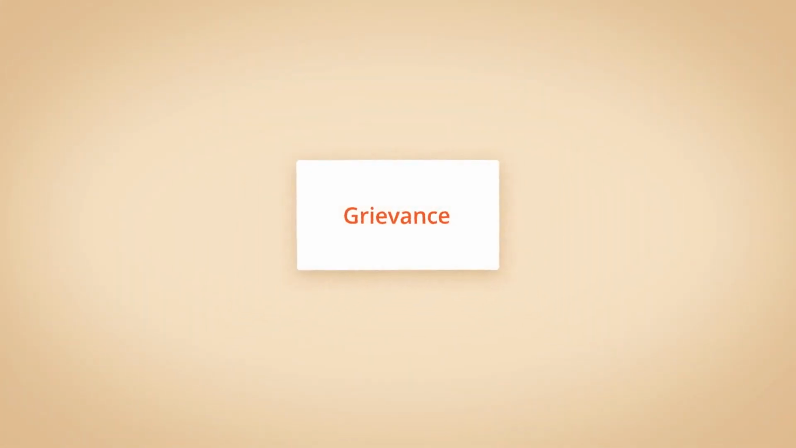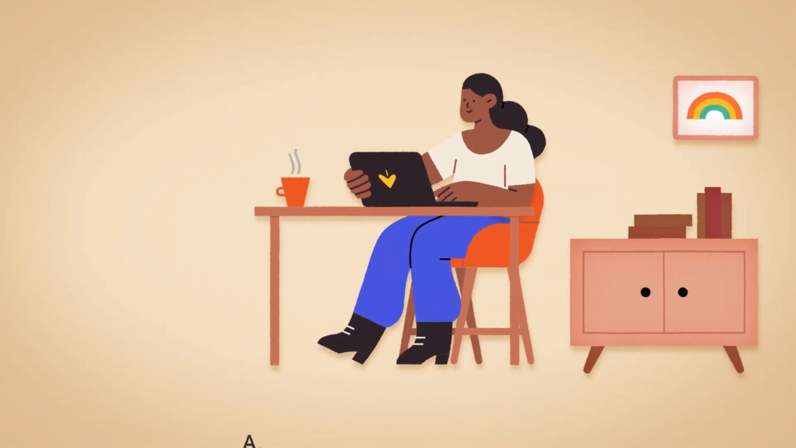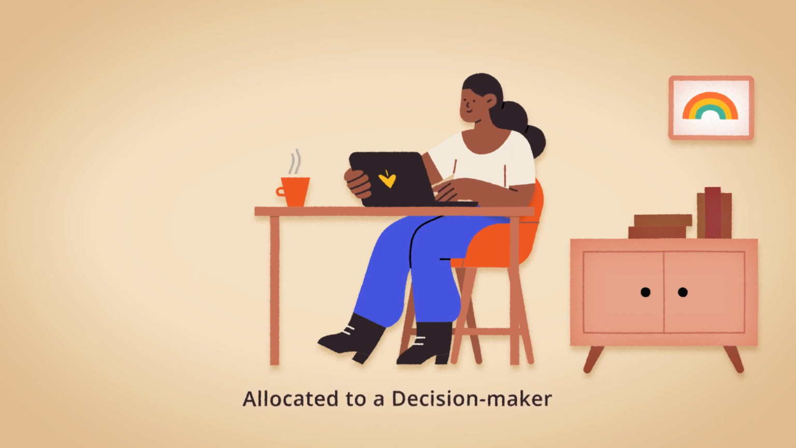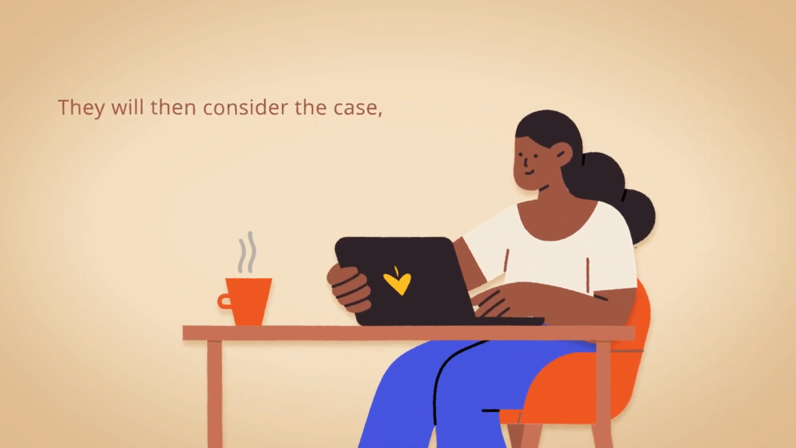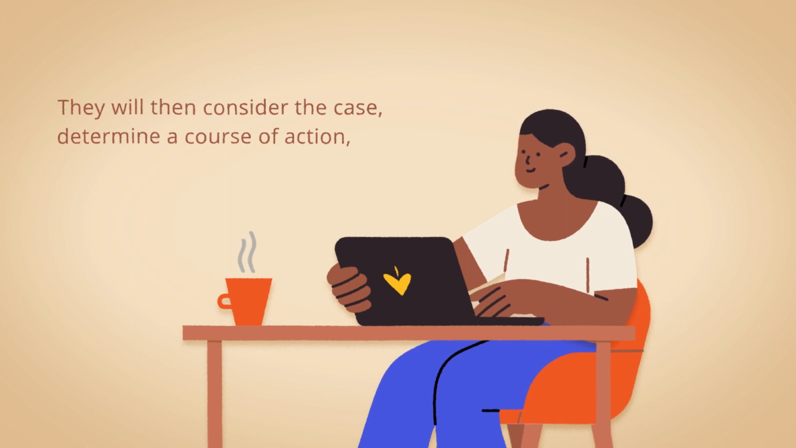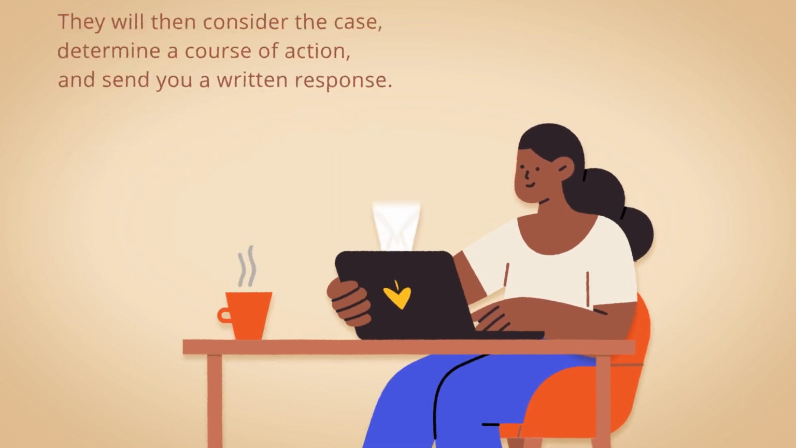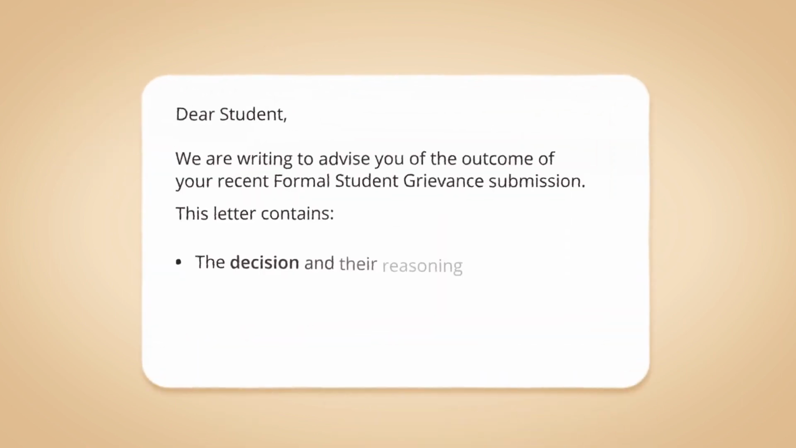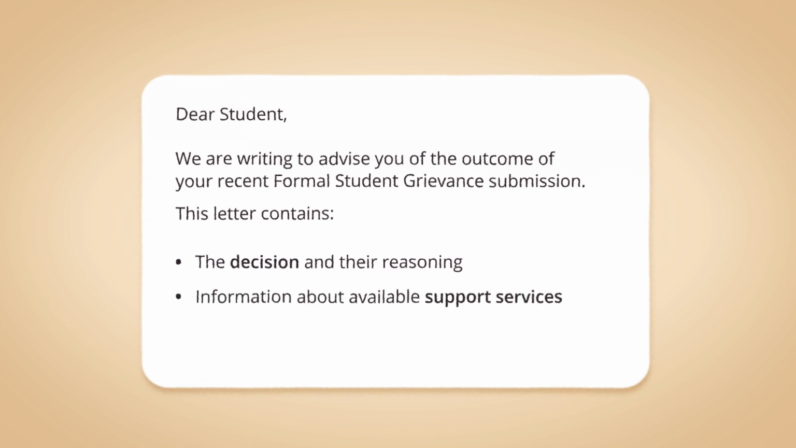When your grievance is lodged, it will be reviewed and then allocated to a decision maker. They will then consider the case, determine a course of action, and ultimately send you a written response that explains the decision they've made and their reasoning, information about available support services, and instructions on how to apply for a review of the decision if you are still dissatisfied.